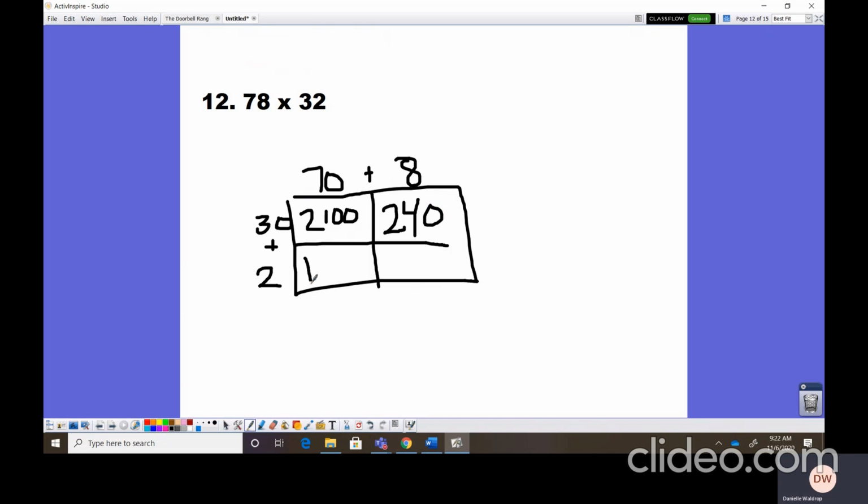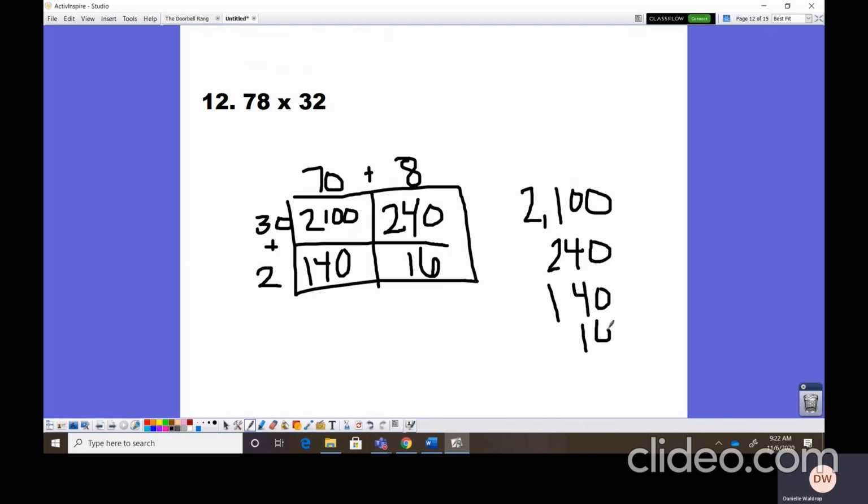70 times 2. 2 times 7 is 14. There's 1 zero that we have to include. And 8 times 2 is 16. So you stack and add 2,100, 240, 140, and 16. Add up my ones, 6, tens, 4 plus 4 is 8, plus 1 is 9, 2, 3, 4 hundreds, and bring down your 2, so 2,496.